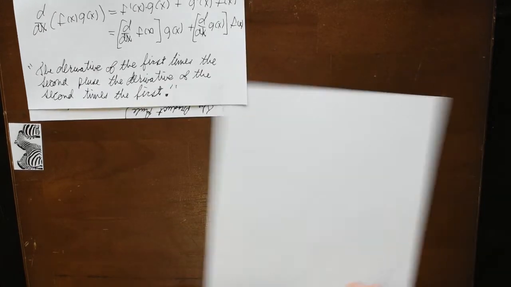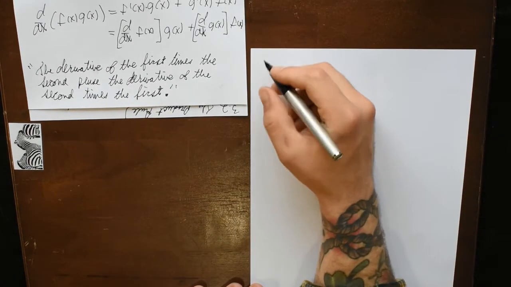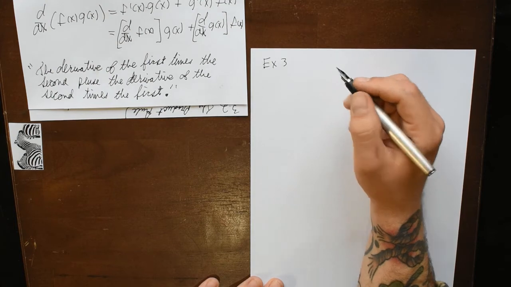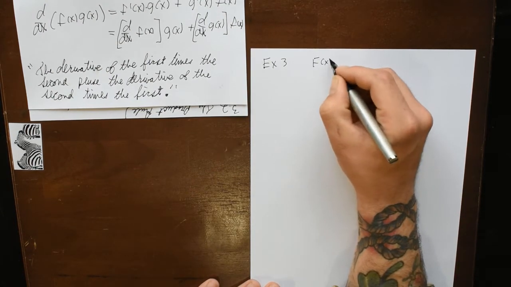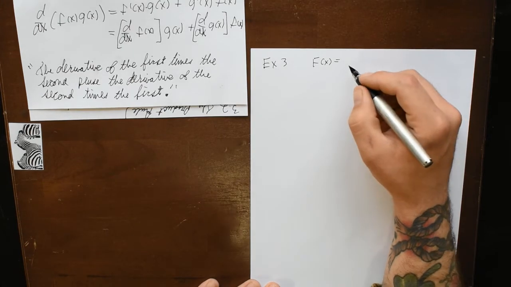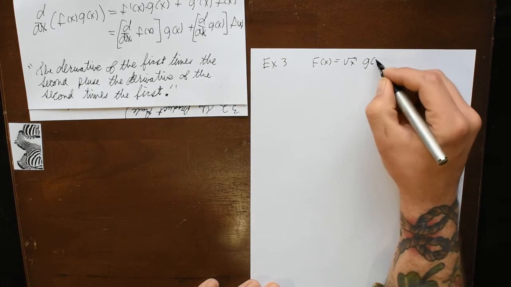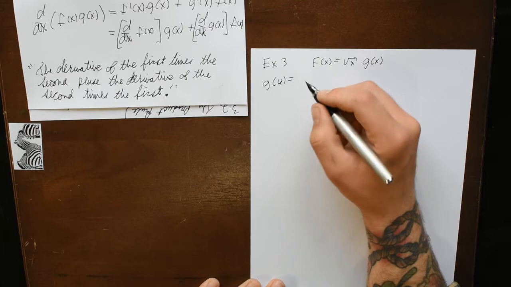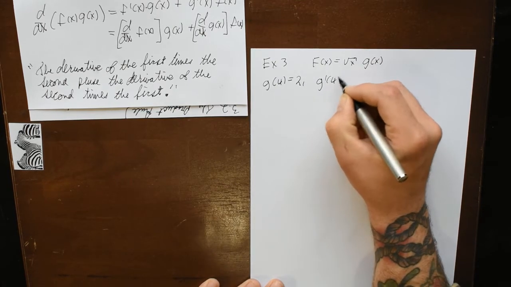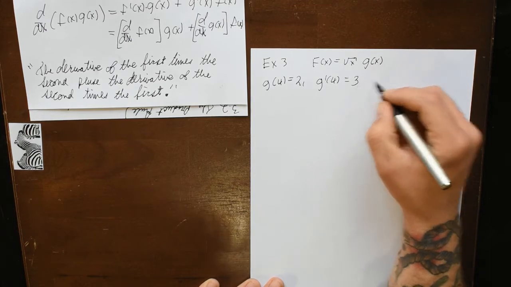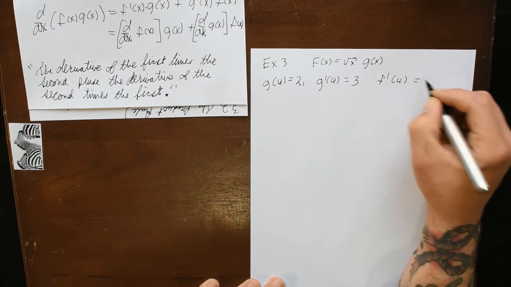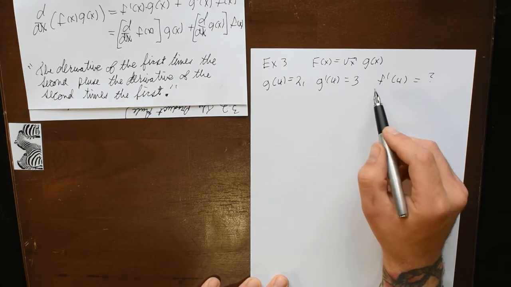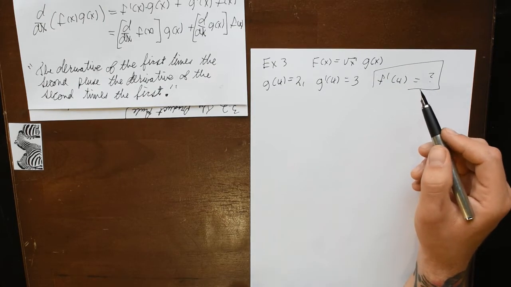Let's do another example. We'll keep the ball rolling. We'll say example 3. Let's say we have this capital F of x, and it's equal to the square root of x times a g of x. And we also know that g of 4 is equal to 2. G prime of 4 is equal to 3. And we have to find f prime of 4.